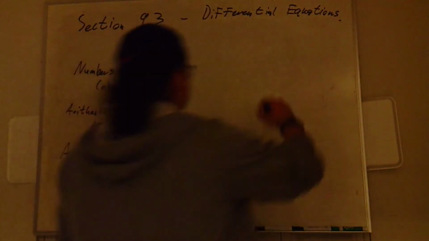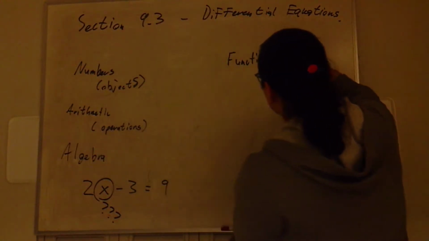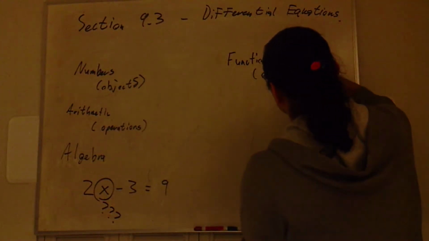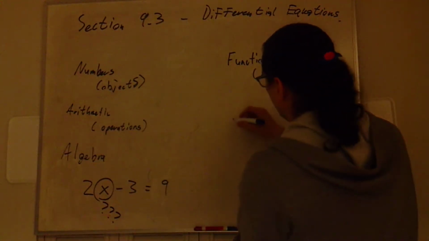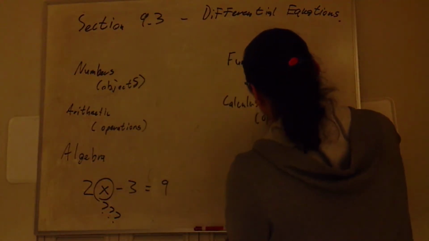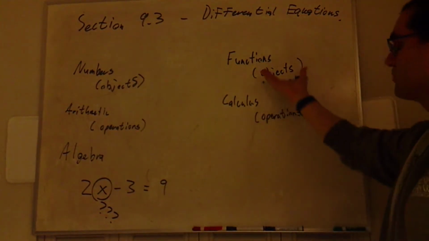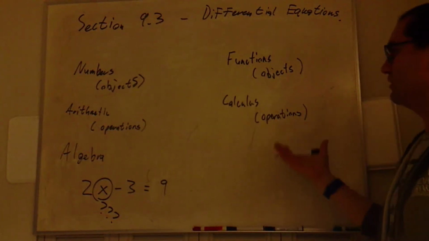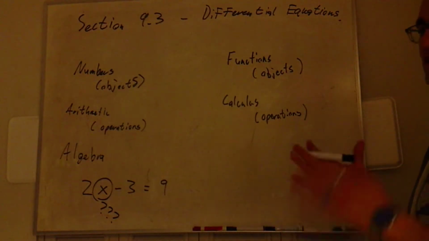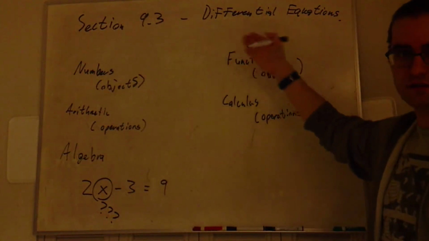And then in pre-calculus, we learn about a new kind of object that we call functions. These are our new objects. And then we learn about a new kind of operation called calculus. Calculus gives us the operations that we use to perform on functions, like taking a derivative, taking an antiderivative, an integral, using the fundamental theorem. These are all operations that we use to transform objects into other objects.